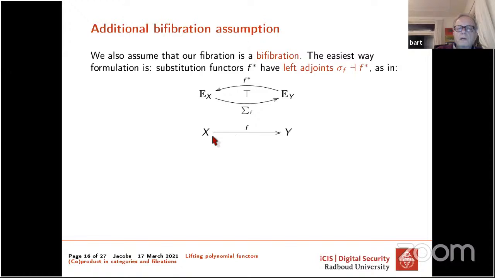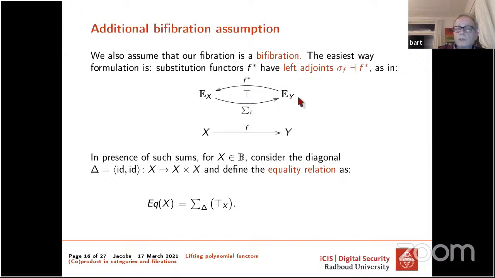So if I have a map in the base category, substitution goes in the other direction. I'm assuming a left adjoint Σ_F here. And one of the nice things that you can do if you have such left adjoints is to define an equality relation. Equality is the sum along the diagonal, the sum along truth. And this nicely gives a function from the base category to the category of relations. So in presence of these left adjoints to substitution, I get equality in my logic.